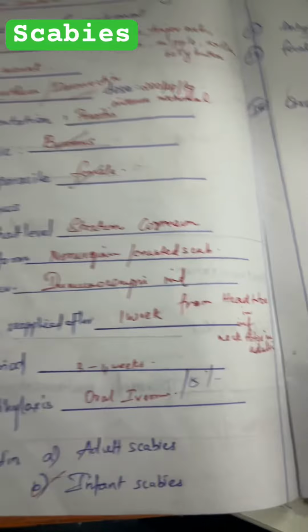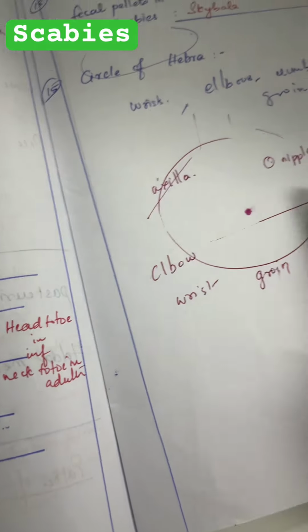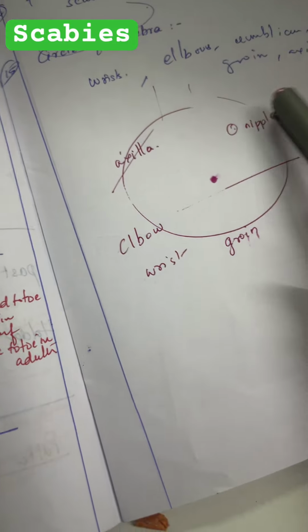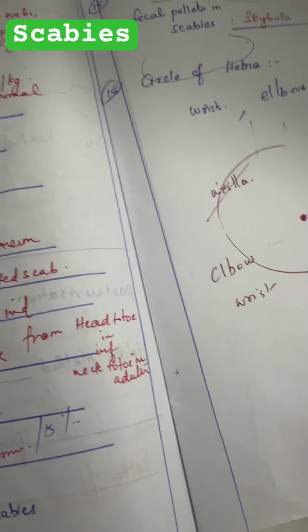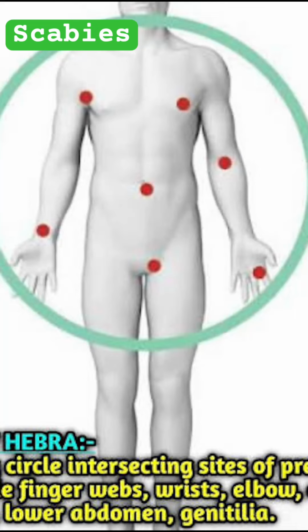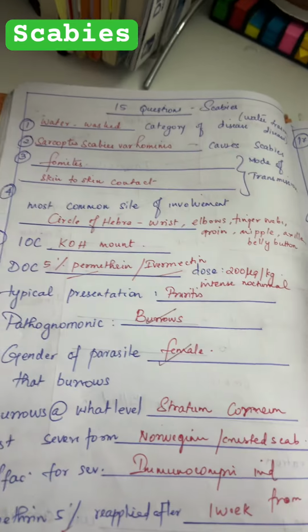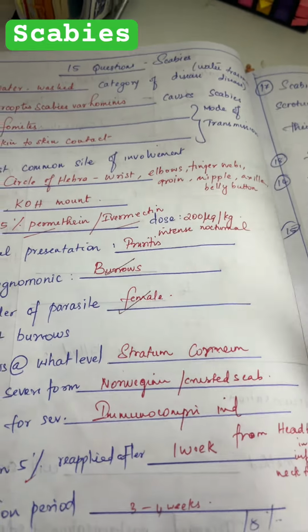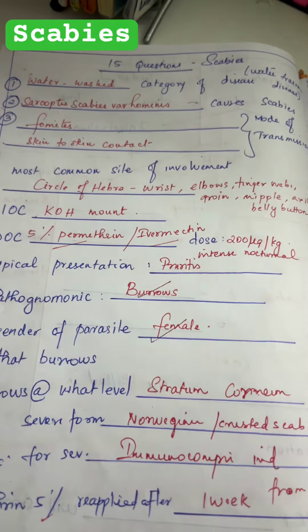Circle of Hebra: it involves the axilla, wrist, elbow, nipple, groin, umbilicus. I'll show you a picture of the circle of Hebra. So this kind of forms a circle, as you saw already. So it is called the circle of Hebra. That is the most common site of involvement of scabies.